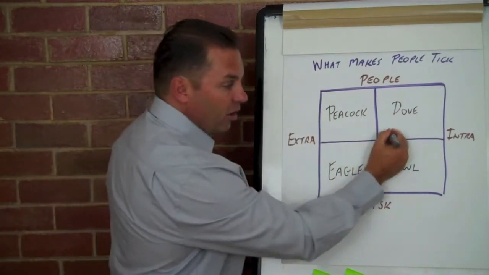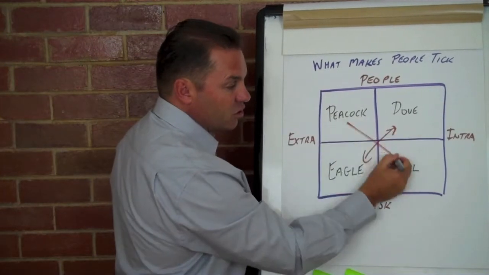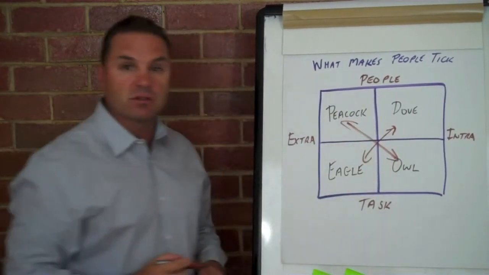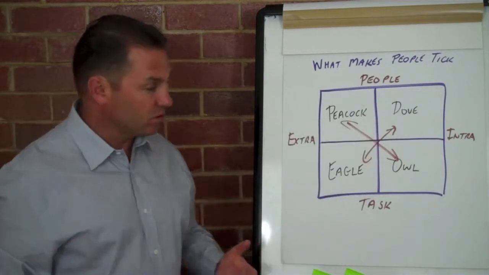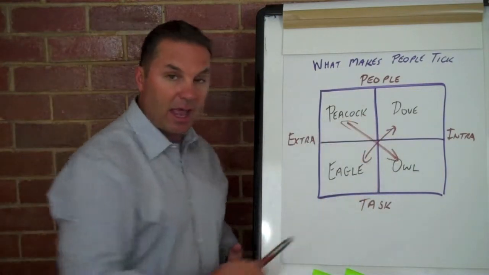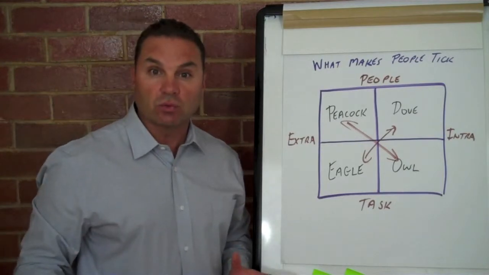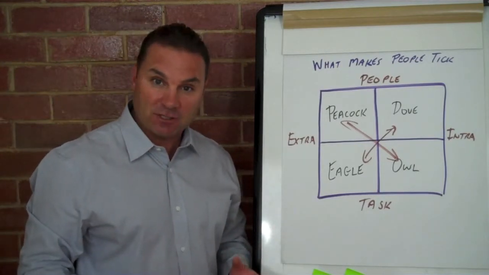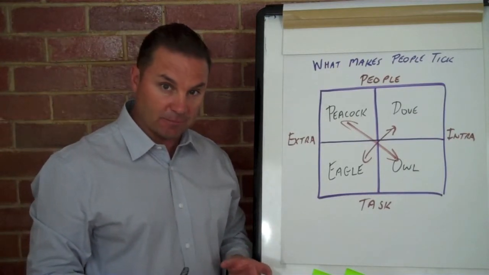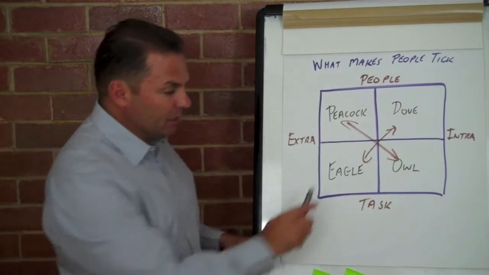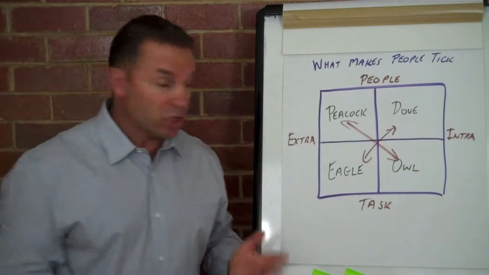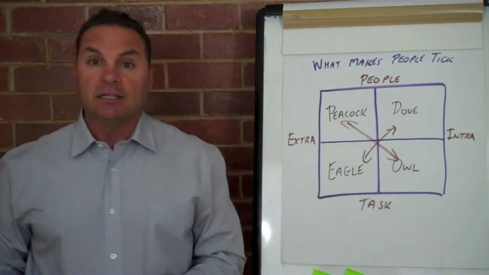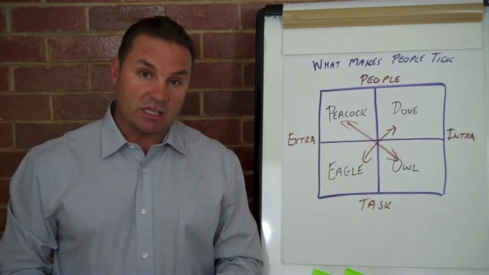Now if we look at the diagonals, that's where the most conflict in terms of completely different views of the world exist. So the eagle and the dove have very different views of the world, as does the peacock and the owl. Now it's not that anyone's right or wrong. If we don't understand these differences, then we're going to communicate differently. As a simple example, an eagle with an email will send a message to anybody, which could include a dove and a peacock, such as this.